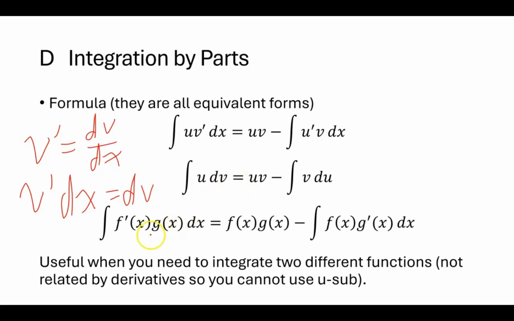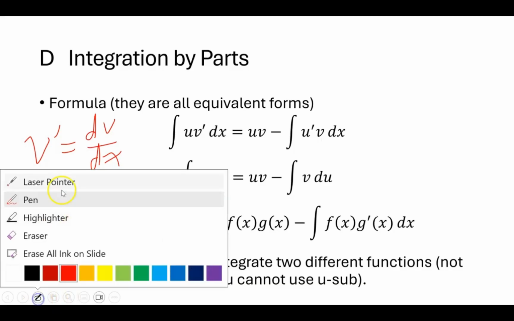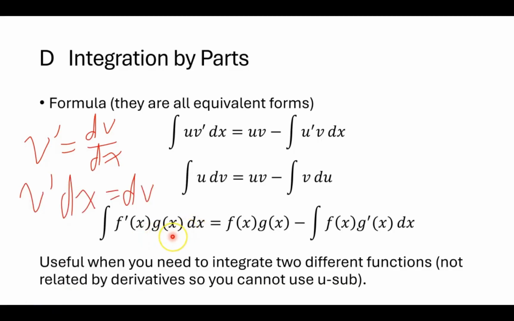And the third one, this form is very explicit, and it's the one that will be given to you on the formula sheet. So you don't need to write this formula down. Remember, it will be given to you. It says the integral of f prime of x times g of x dx equals f of x times g of x minus the integral of f of x times g prime of x dx.